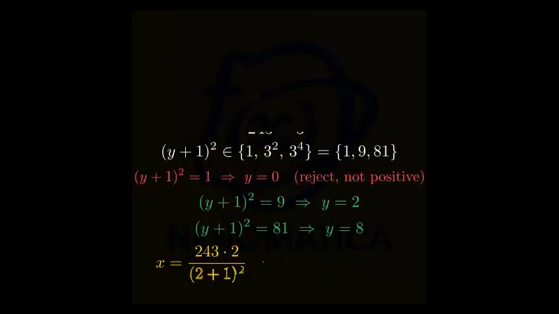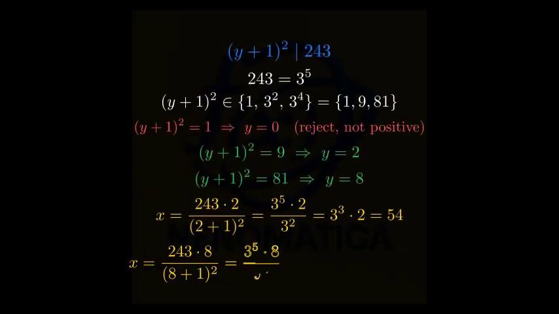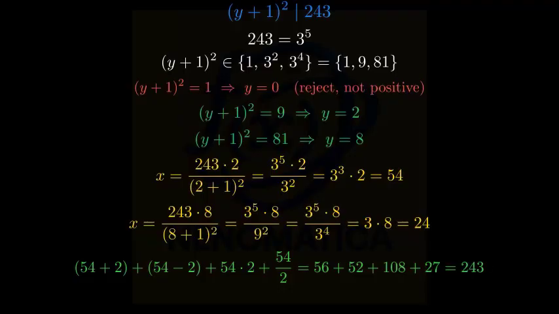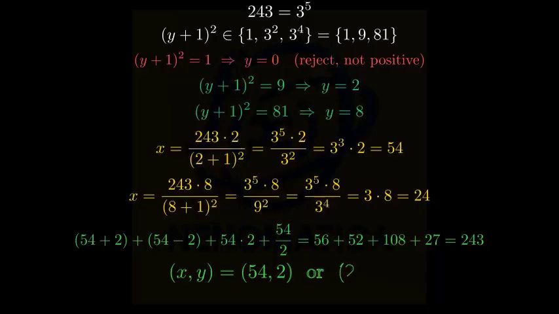Now compute x using the formula. For y equals 2, x equals 54. For y equals 8, x equals 24. Let's quickly verify one pair in the original expression to build confidence. Therefore, the two positive integer solutions are x equals 54 with y equals 2, or x equals 24 with y equals 8.